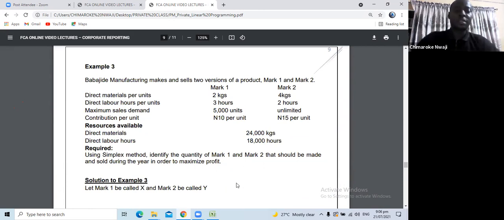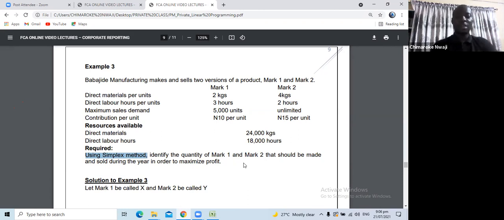Example 3. Babajide Manufacturing makes and sells 2 versions of a product, Mark 1 and Mark 2. Now, this is exactly what we saw in example 1, so it's still that same question we are reading. Let's go straight to the required. Using the simplex method, identify the quantity of Mark 1 and Mark 2 that should be made and sold during the year to maximize profits.